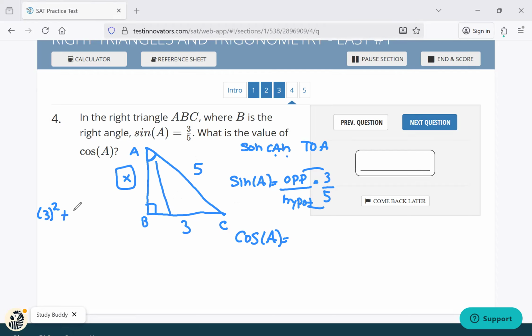3 squared plus x squared equals 5 squared. So 3 squared is 9 plus x squared, and then 5 squared is 25. Subtract 9 from both sides. 25 minus 9 is 16. Take the square root of both sides. x equals 4.